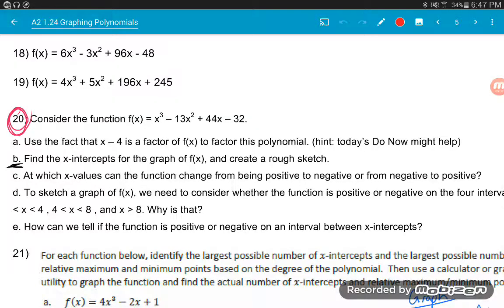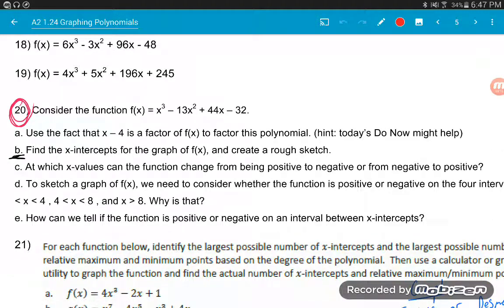I'm going to make up an example just like number 20 using one of the do now questions that we had, because I don't want to take away your question from you. Number 20 is all yours.